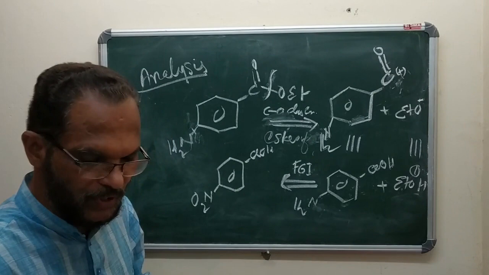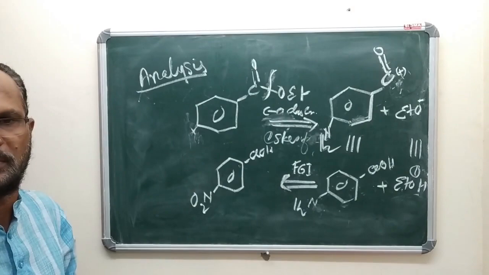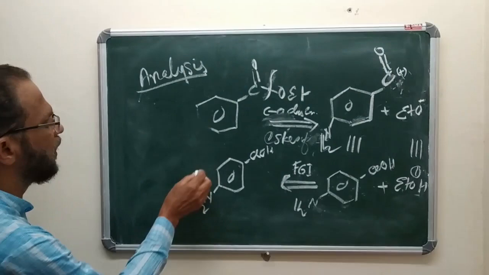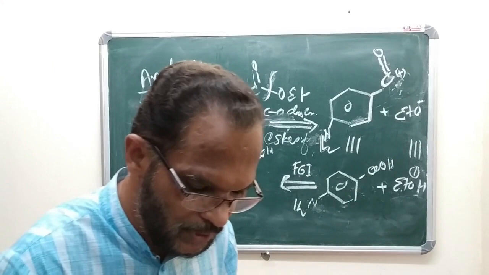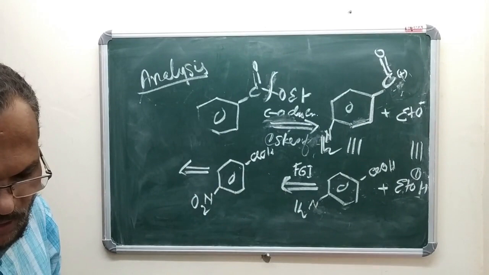Then, still, we can see that this is not at all a simple molecule, para nitrobenzoic acid. Hence, again we can continue the steps. Other steps. That is, you nitrate the benzoic acid.